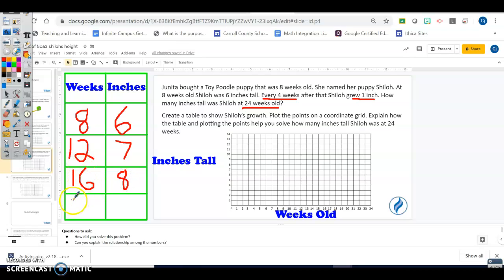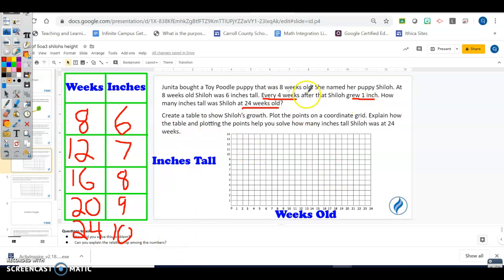Then in 4 more weeks, it would be 20 weeks. And if we keep following the same pattern, every 4 weeks he grows 1 inch, he would be at 9 inches. And then lastly, we wait 4 more weeks, and we'd be at 24 weeks. If we keep following the same rules in the y-axis, he was 9 inches at 20 weeks, 4 more weeks have passed, so he grows another inch. At 24 weeks old, he would be 10 inches tall.